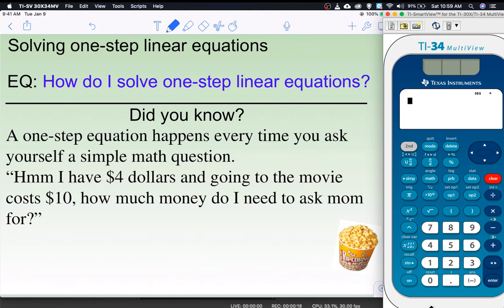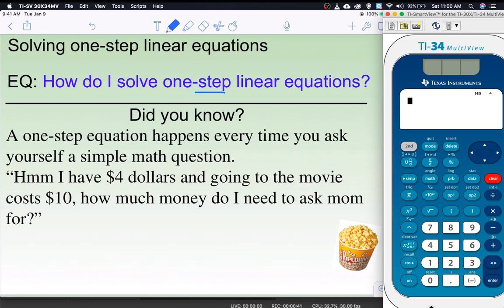The next lesson is going to be two-step equations, and then multi-step equations, variables on both sides, and then proportions. So it kind of gets bigger as you go. So make sure you really take the time to understand the first lesson before you move on to the next. We can see the central question says, how do I solve one-step linear equations?